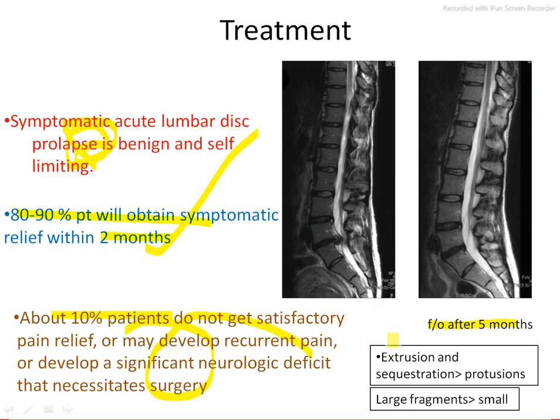One interesting fact which I would like to share is that we discussed extrusion and sequestration. Sequestration means loss of continuity. Extrusion means that it is pedunculated type. Protrusion means the base is broad. So you see extrusion and sequestration tend to have better prognosis than the protrusion, and larger fragments have better prognosis than the small fragments. So this is an interesting fact you can see here.